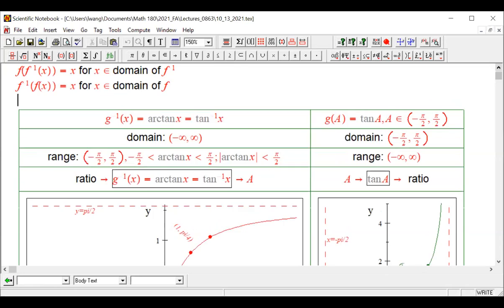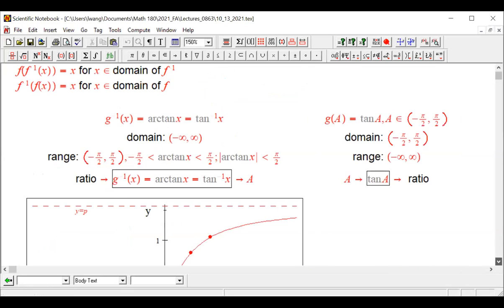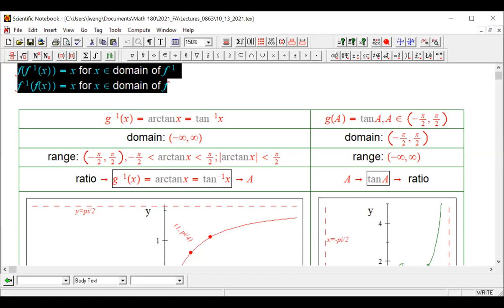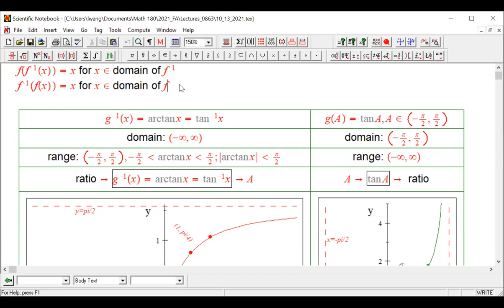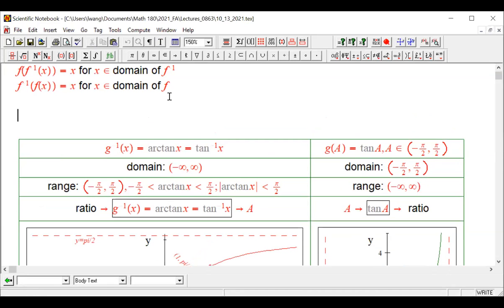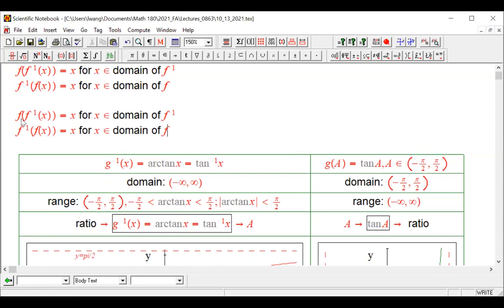Let's apply this property to G. If we apply this property to G, what do we get? This will be G, and that's going to be G, and that's going to be G, and that's going to be G. Let me make it larger. G.